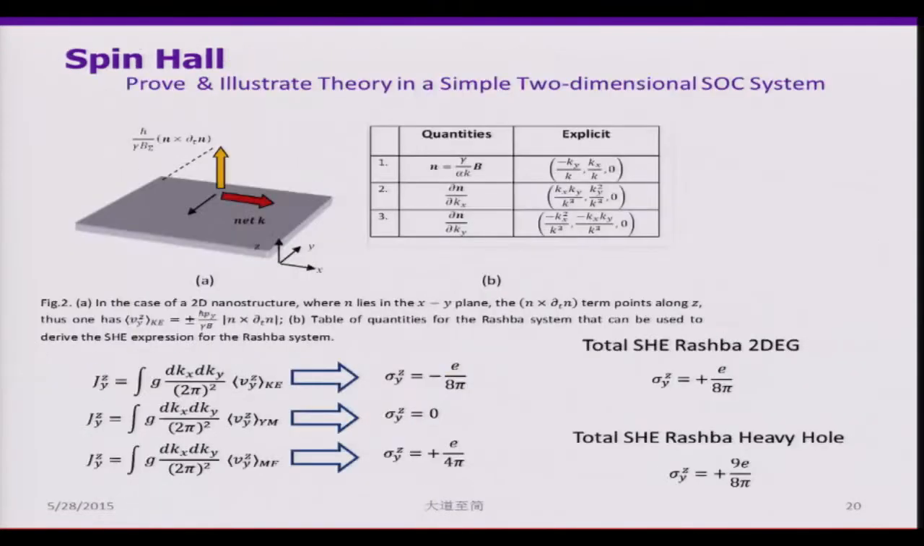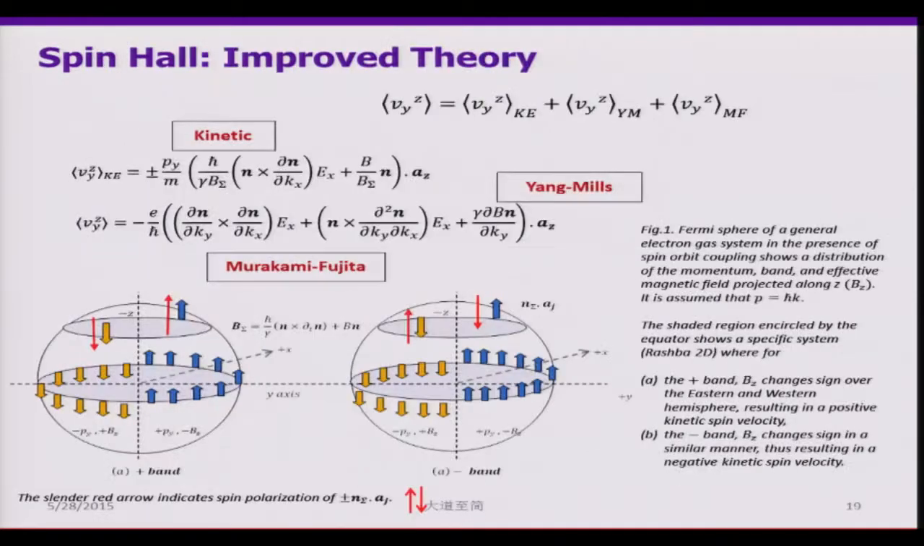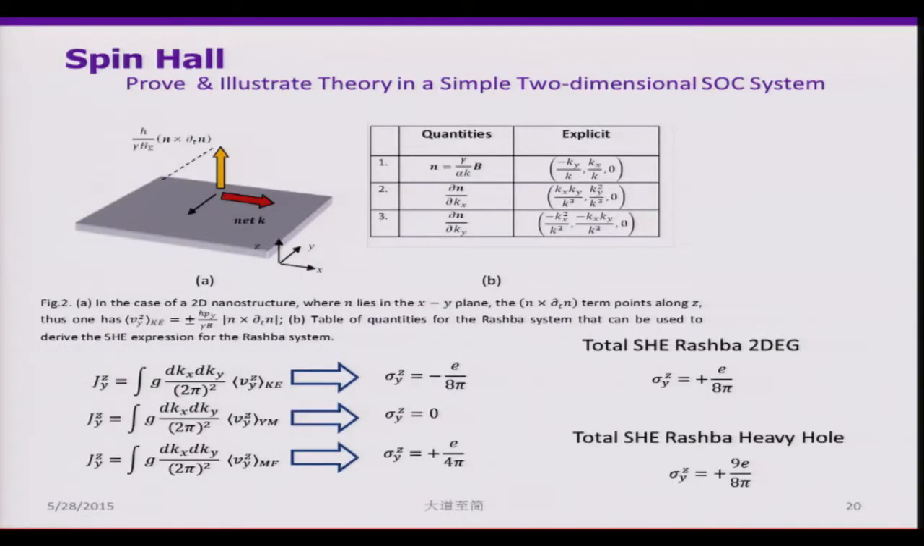Here we use a simple two-dimensional system, and we did a calculation carefully. It is very important to look at the positive and the negative sign. It can be quite confusing. So when we add all the three terms together, the kinetic, the Yang-Mills, and the Murakami, we found that the spin Hall conductivity originally set for this system to be minus e over 8 pi, but when you add them all up together, the conductivity should be positive e over 8 pi. So the result should be the opposite in sign to the previous result.